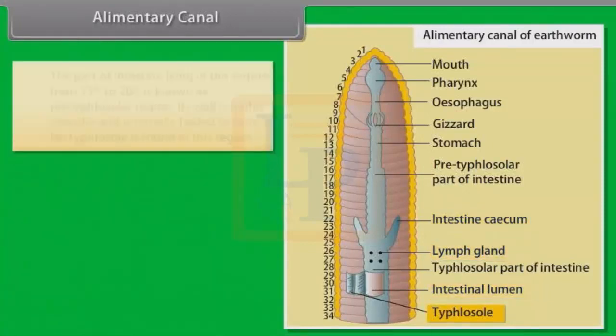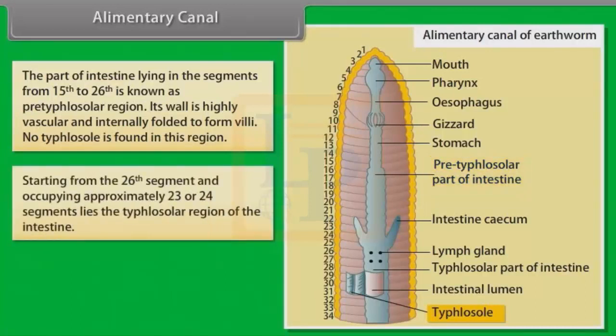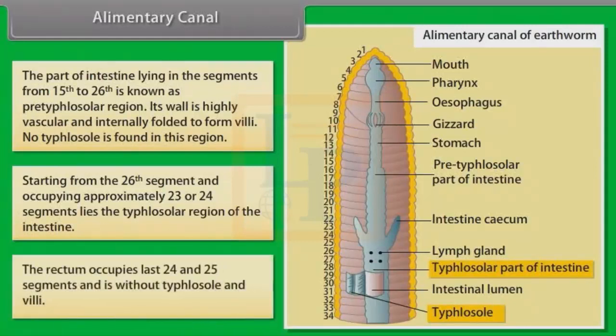The part of intestine lying in the segments from 15th to 26th is known as pretyphlosolar region. Its wall is highly vascular and internally folded to form villi. No typhlosole is found in this region. Starting from the 26th segment and occupying approximately 23 or 24 segments lies the typhlosolar region of the intestine. The rectum occupies the last 24 and 25 segments and is without typhlosole and villi.